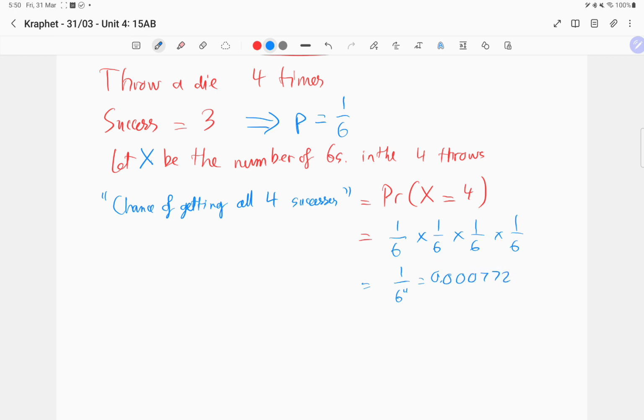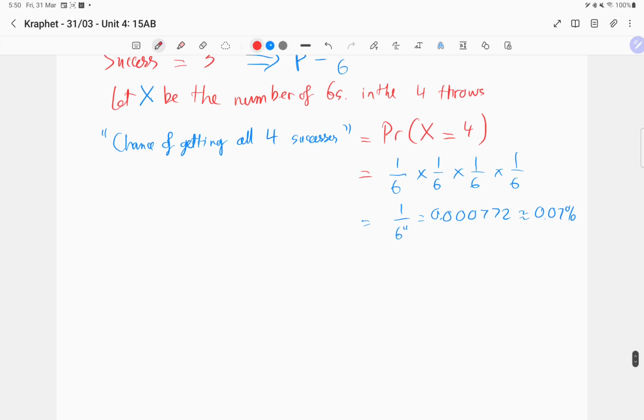0.000772. I'm going to a lot of decimal places. And this is roughly equivalent to a 0.07% chance. Okay? It's like saying out of 10,000 games you play, where each game you roll the dice 4 times, only 7 out of 10,000 would actually be 3, 3, 3, 3. Does that make sense? Yeah. So that's not a very reasonable bet, right? You shouldn't be expecting to win all of your 4 bets, because it won't happen that often. Okay. So this is the chance of getting all 4 successes.